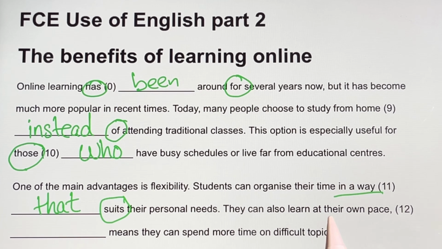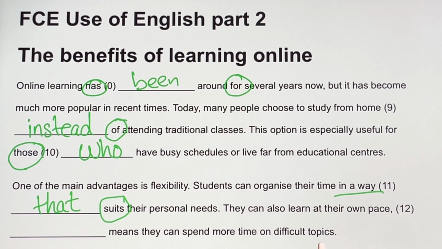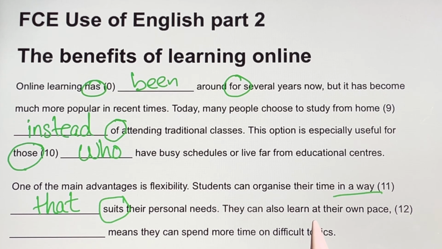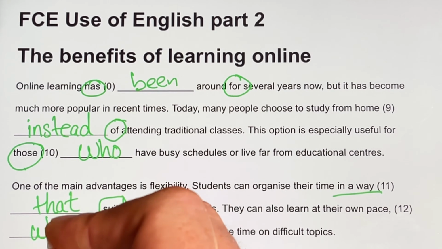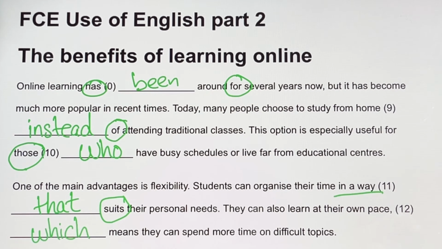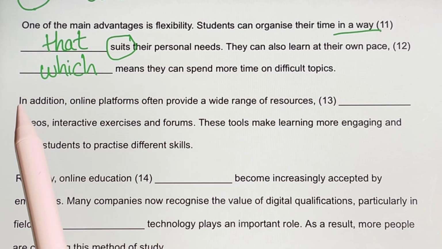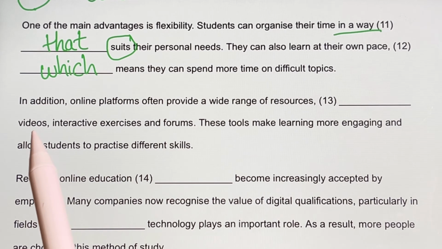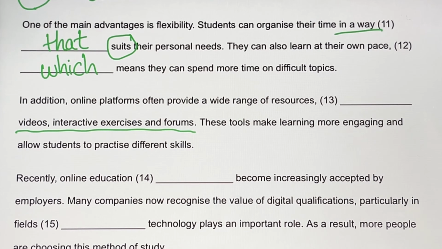They can also learn at their own pace, means that can spend more time on difficult topics. Here we are looking for, well, it's a non-defining relative clause, but I would also say that this is a fixed expression, which means, it collocates with means. Okay? Let's continue. In addition, online platforms often provide a wide range of resources. Videos, interactive exercises, and forums. Here is just giving some examples, okay?